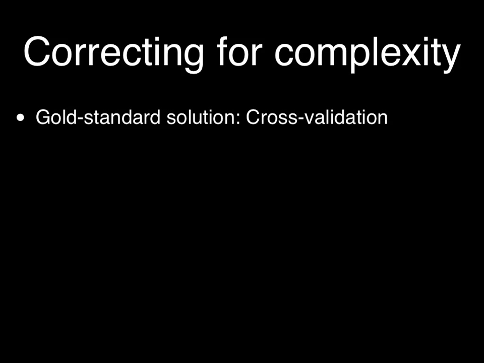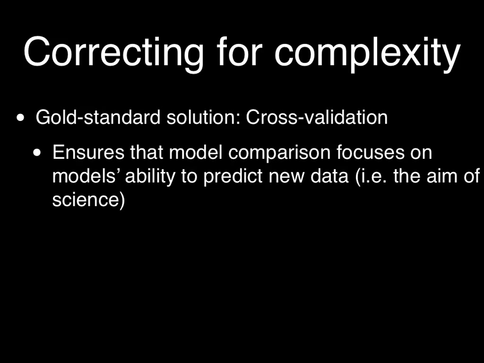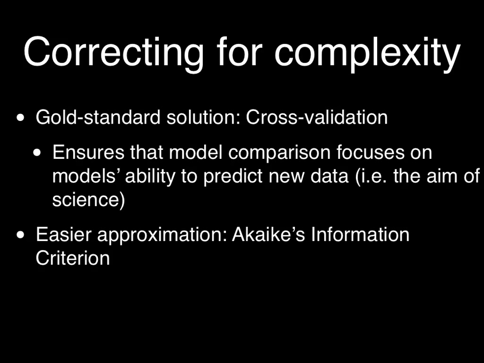So again, it's a nice gold standard solution. It ensures that when we are comparing models, we are comparing on the ability to predict future data, which is fundamentally what we're trying to achieve in science. And that's what that point says. So that seems like a lot of work to actually go in and estimate the parameters of the model for every single data point that you collect, particularly in cognitive science, where you may have 1,000 data points per person.